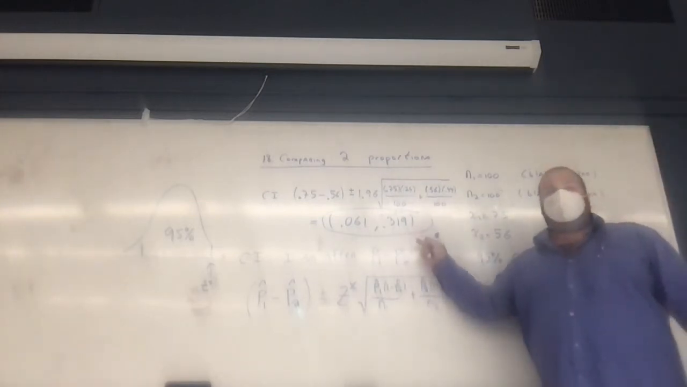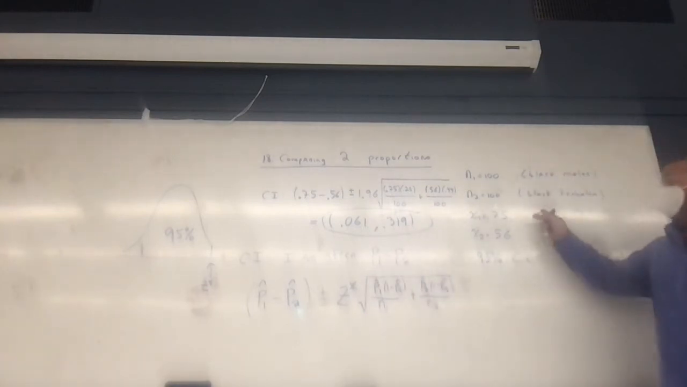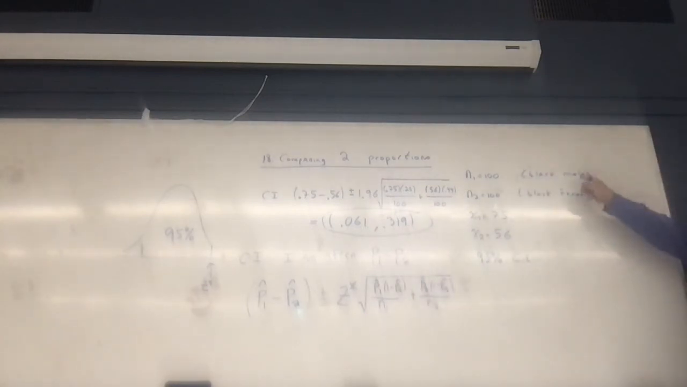But here, the data clearly supports the fact that P1 is bigger than P2, and that black males are more likely to date white females than black females.